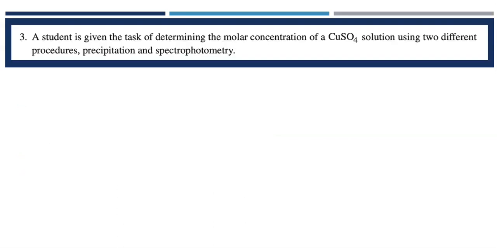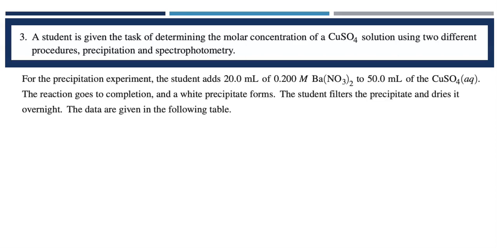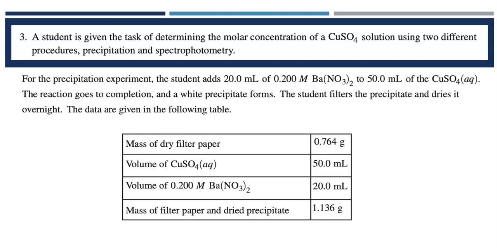A student is given the task of determining the molar concentration of a copper 2 sulfate solution using 2 different procedures, precipitation and spectrophotometry. For the precipitation experiment, the student adds 20.0 milliliters of 0.200 molar barium nitrate to 50 milliliters of the copper 2 sulfate solution. The reaction goes to completion, and a white precipitate forms. The student filters the precipitate and dries it overnight. The data are given in the following table.